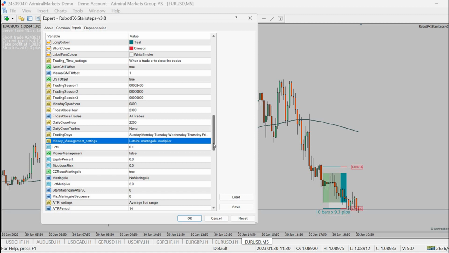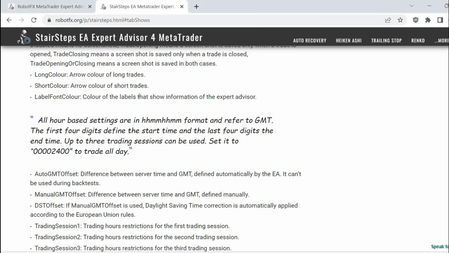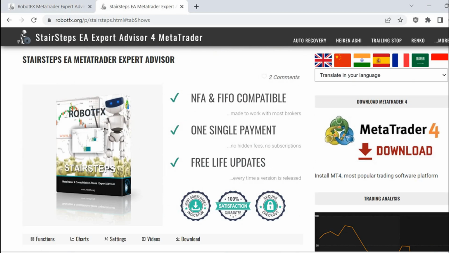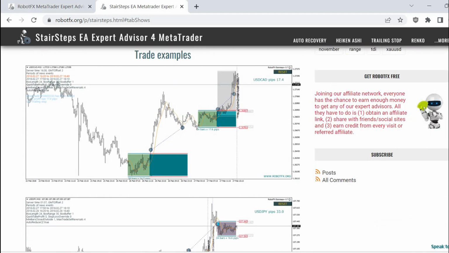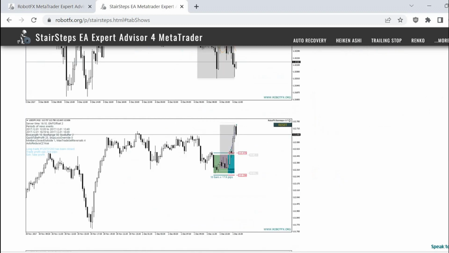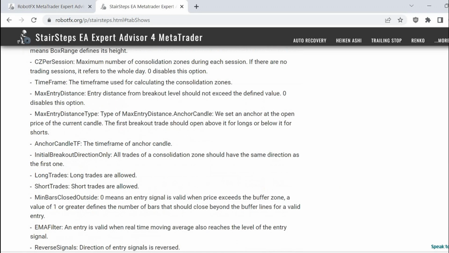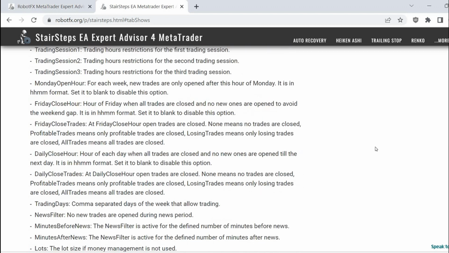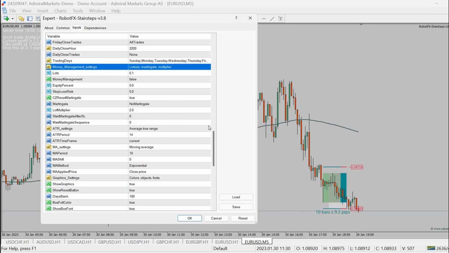I hope so far it's not too much. And I have to say, by the way, that all the settings are explained on the expert advisor's page as well. If there is something I have missed or that is harder to understand, please go to the robotfx.org website and search for them here. Maybe they're better explained online, or maybe it's something, like I said, I have missed.